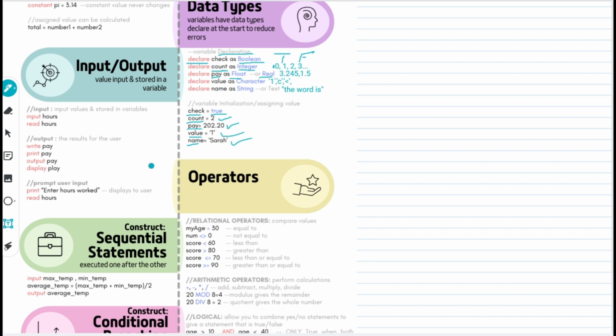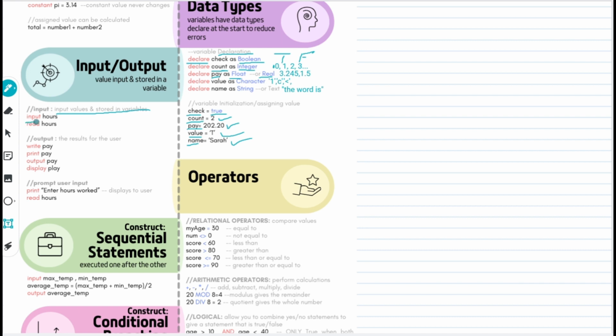Input, output. Before, we spoke about the IPO chart, where you capture input, processing, and output. Now we're talking about algorithms. In algorithms, you must have inputs and you must have outputs. The values of an input are stored in a variable. So in this example, input values are stored in variables.